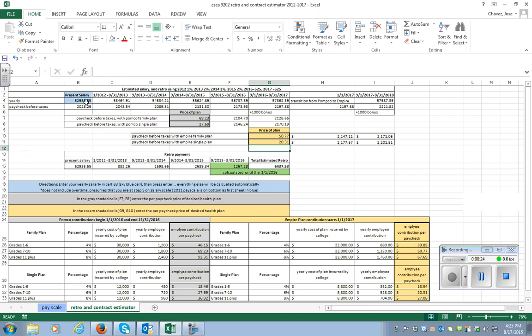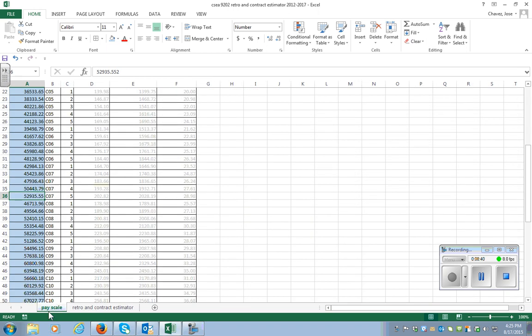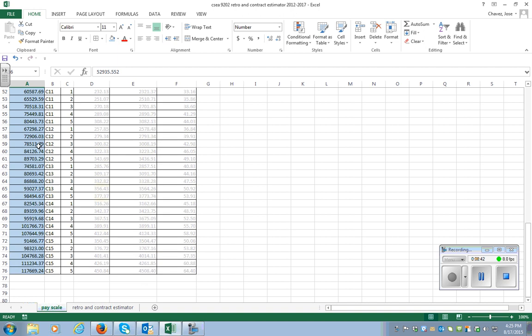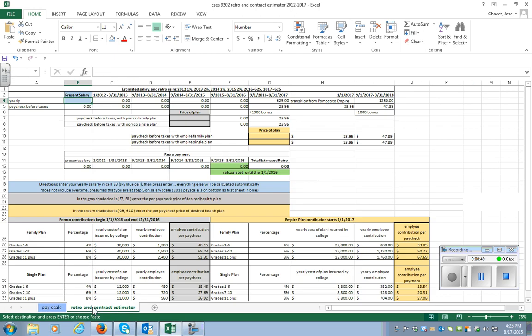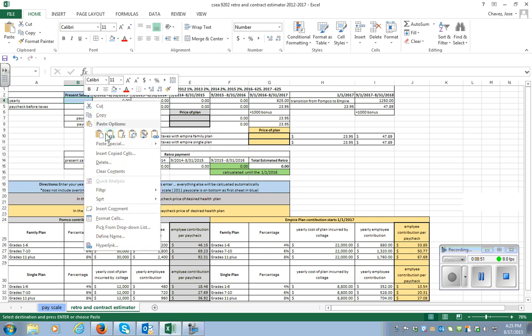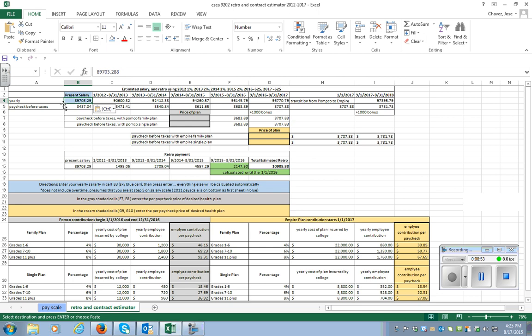Alright, last but not least, let's do this for someone who's above a grade 11. So again, let's blank these out. And once we blank these out, we're going to go back to our trusty pay scale. We're going to go ahead and find someone who's a grade 12, step 5. We're going to right click copy. I'm going to go back to the retro calculator. And there's the present salary.